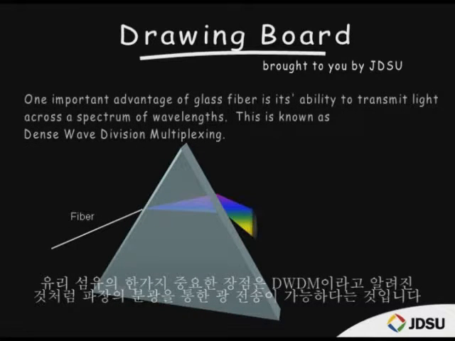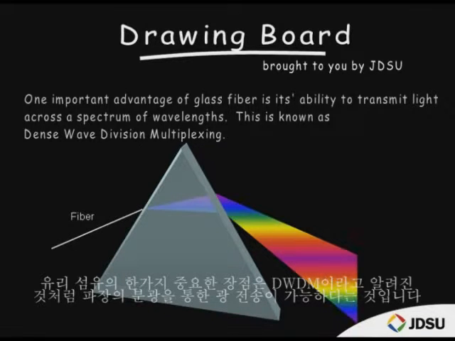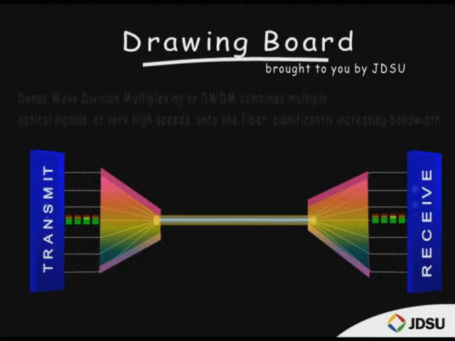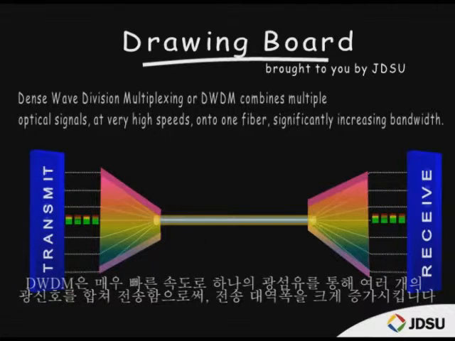One important advantage of glass fiber is its ability to transmit light across a spectrum of wavelengths. This is known as dense wave division multiplexing. Dense wave division multiplexing, or DWDM, combines multiple optical signals at very high speeds onto one fiber, significantly increasing bandwidth.